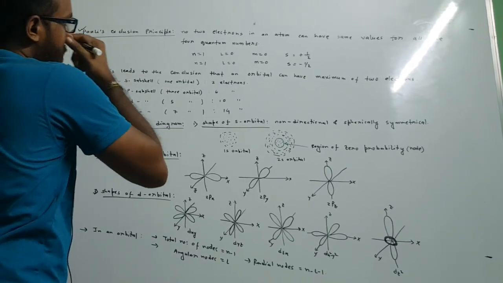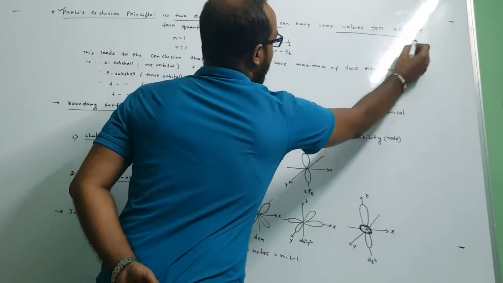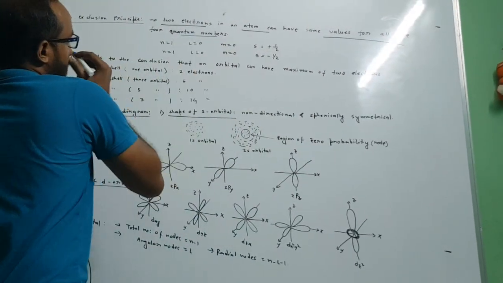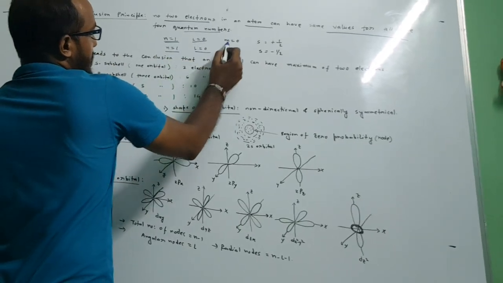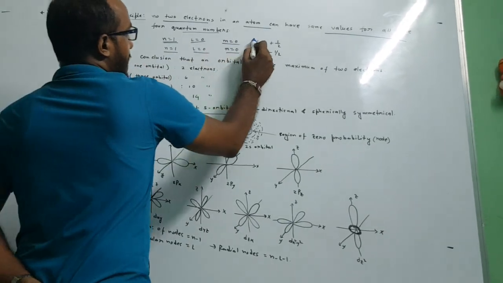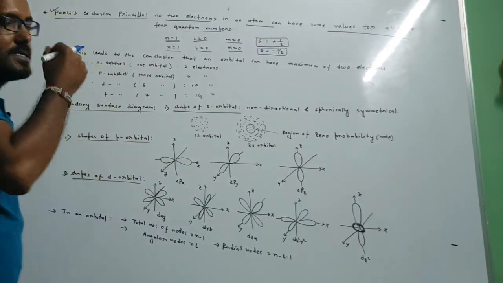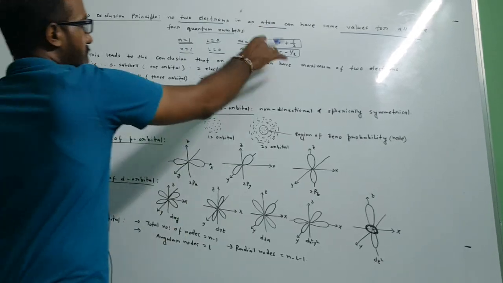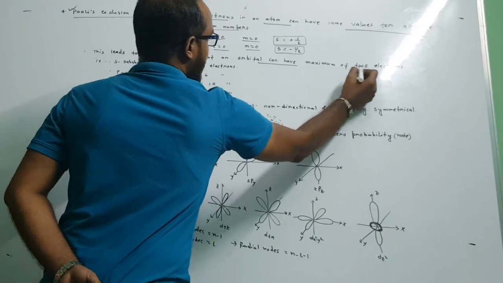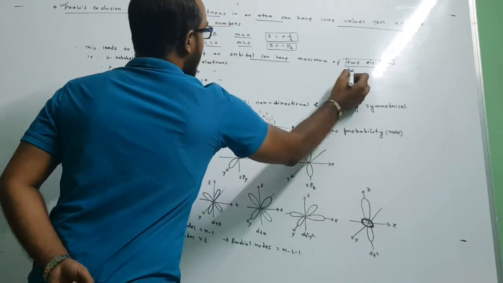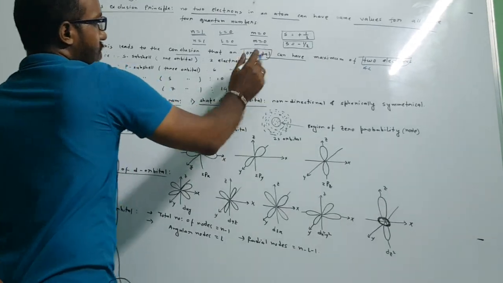This is Pauli's exclusion principle. It states that no 2 electrons in an atom can have the same values for all 4 quantum numbers. Let us say we have n as 1, l as 0, m as 0, but the spin quantum number would be different. Here s has plus half, here s has minus half. So this leads to the conclusion that an orbital can have a maximum of 2 electrons. This is the most important conclusion of Pauli's exclusion principle, that any orbital can have only a maximum of 2 electrons.